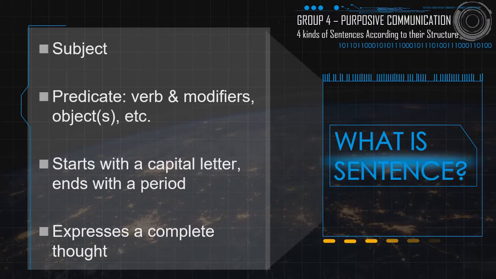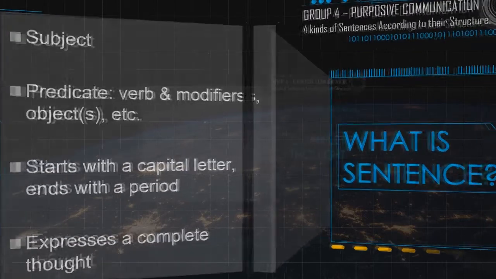Take note, a sentence should start with a capital letter and end with a period. And a sentence expresses a complete thought. So what is a complete thought? We have Mr. Lawrence Timbal to explain it.